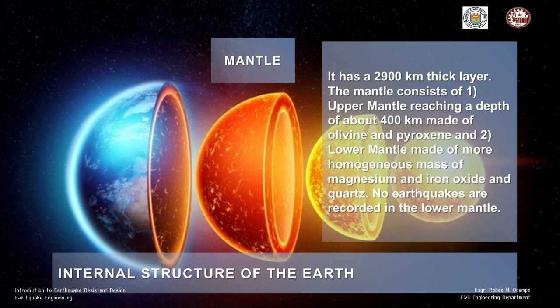Okay, so in the mantle, particularly in the lower mantle, there are no earthquakes that are recorded. The specific gravity of the mantle is 5. The mantle has an average temperature of about 2,200 degrees Celsius, and the material is in a viscous semi-molten state. The mantle acts like a fluid in response to slowly acting stresses and creeps under slow loads.